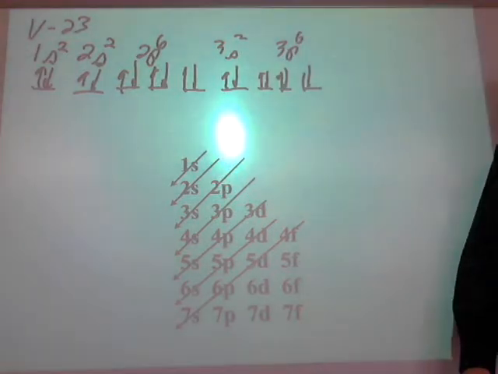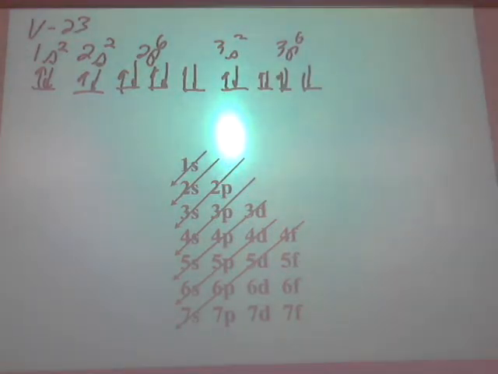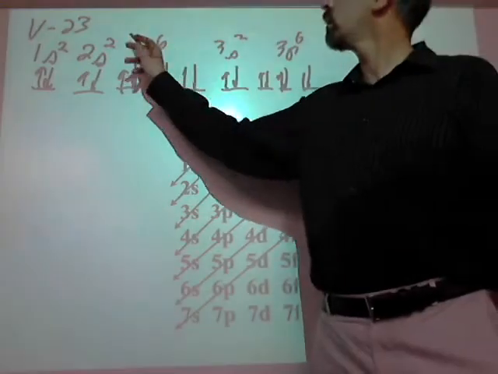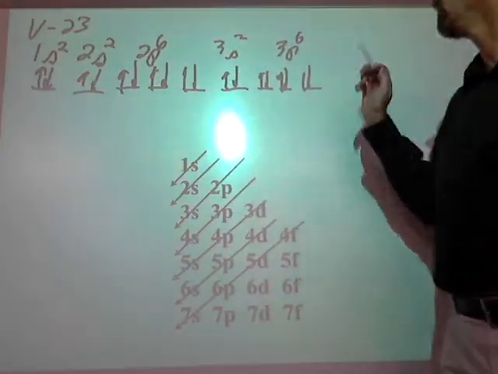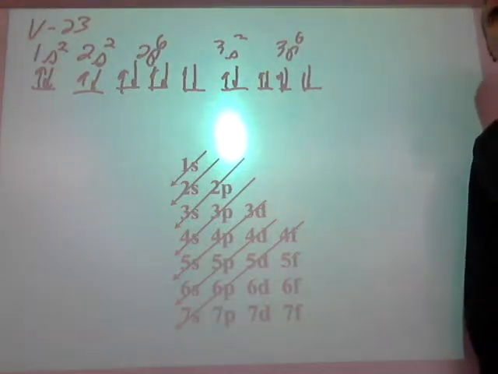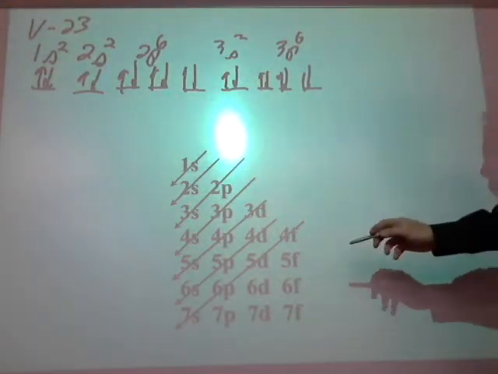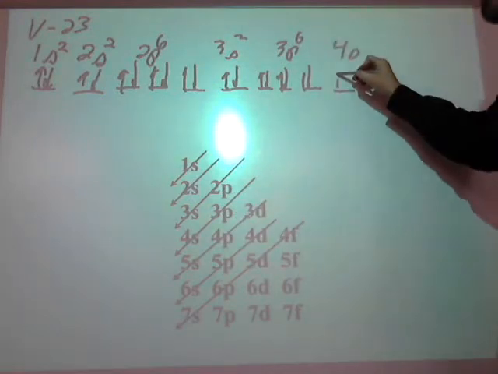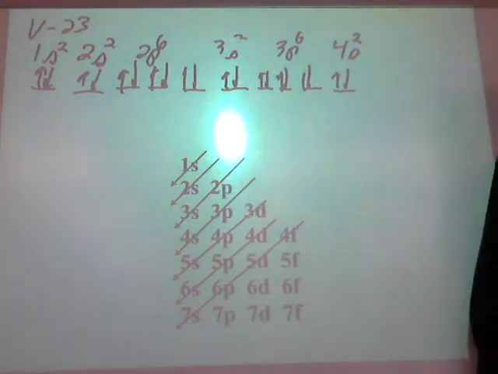Let's stop here and see how many we've got. We need 23. Marvin, how many do we have so far? 18? 6 and 2 is 10 and 18. We need 23. Where is the next one going to go? What do you think, Ellie? 4s. After the 3p comes the 4s. You would have gotten that wrong had I asked this for homework yesterday.